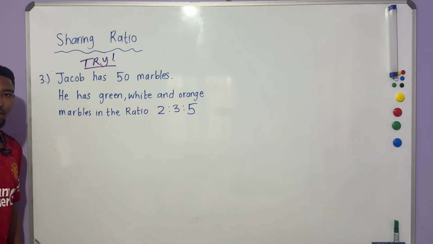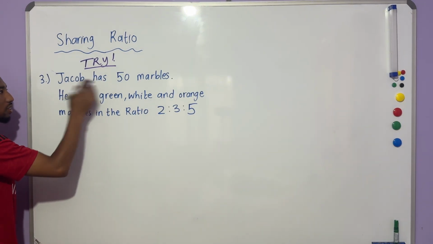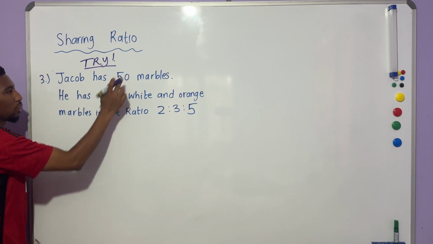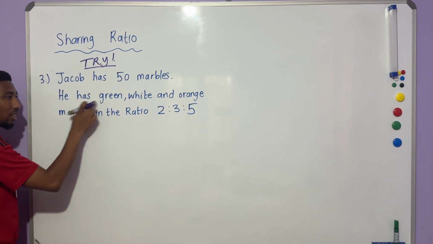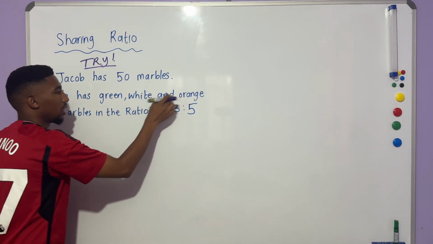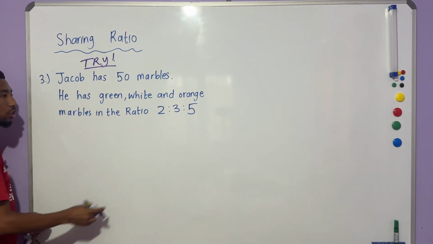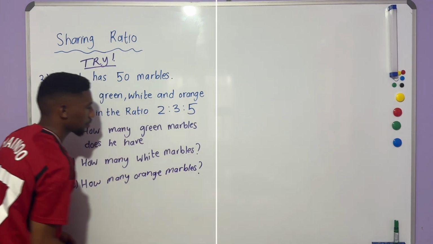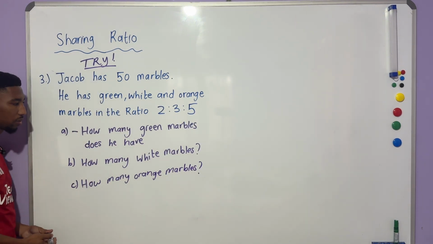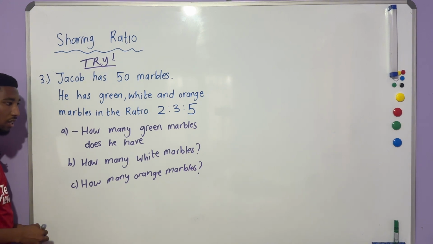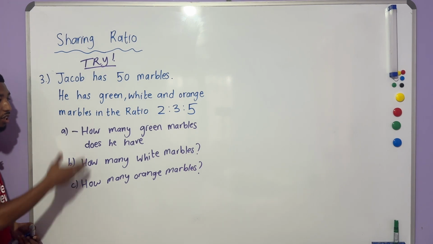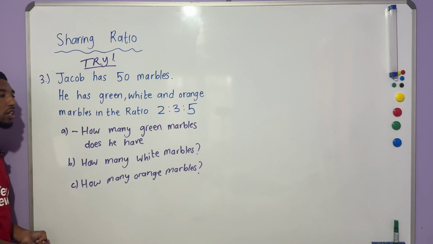Today's question challenge: Jacob has 50 marbles. He has green, white, and orange marbles in the ratio 2:3:5. You have 3 questions. How many green marbles does he have? How many white marbles does he have? And how many orange marbles does he have?